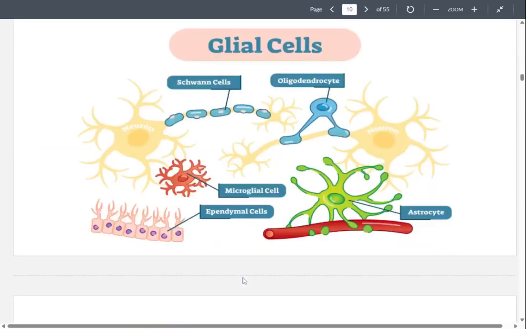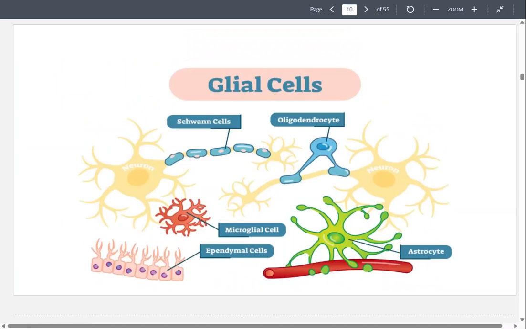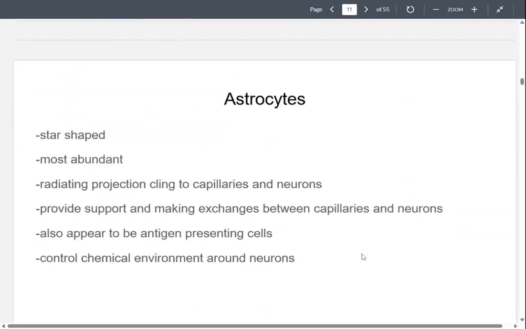This illustration shows you. Of these 5, 4 of them are going to be found in the central nervous system, and 1 is going to be found in the peripheral nervous system. So, who is found in the peripheral nervous system? That's going to be this guy, the Schwann cell. The rest of them, oligodendrocyte, microglial cell, ependymal cell, and astrocyte, these 4 are going to be part of the central nervous system. So, what does the astrocyte do for the nervous system?